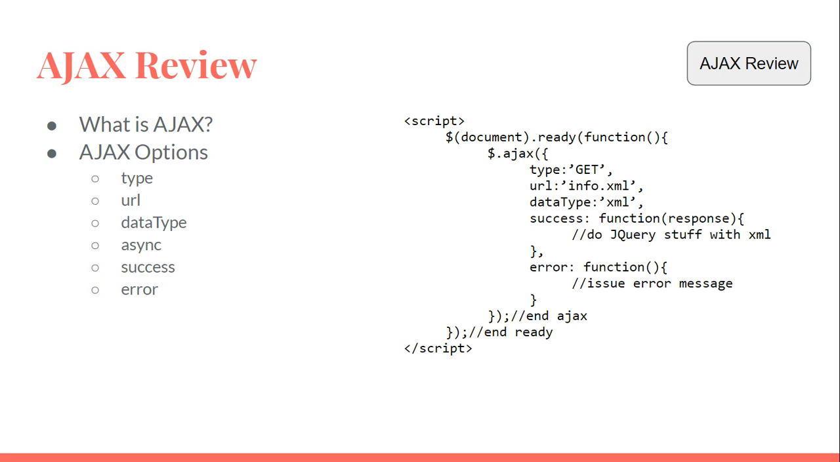And here you'll see a typical Ajax request for an XML document. We've got the Ajax request, and then we talk about the type, and the type was get, and the URL is the file we were looking at, which was info.xml, and the data type was XML. And if it was successful, then we had a function which got a response, which was all the XML. And if there was an error, then we issued an error message.